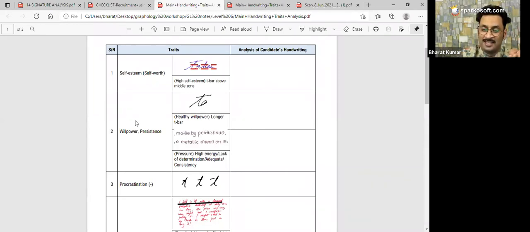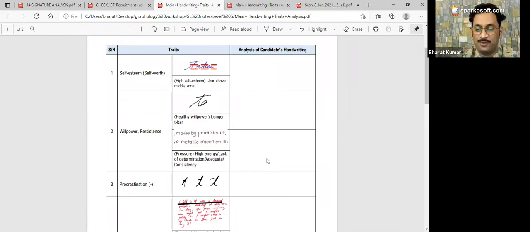So when letters are disjoint, not properly joined, and the baseline is not straight, then you can say lack of determination. So here in the column you will write which character is available, lack of determination, or if everything is perfect, you will write adequate consistency. In this way, you will decide.